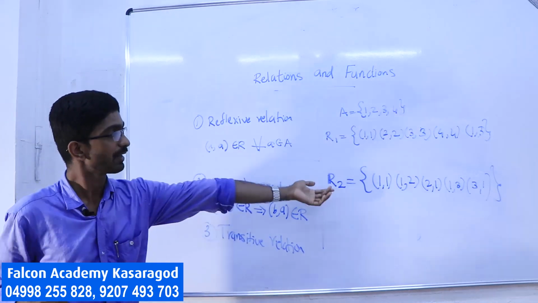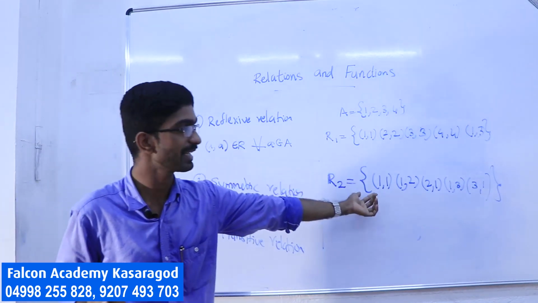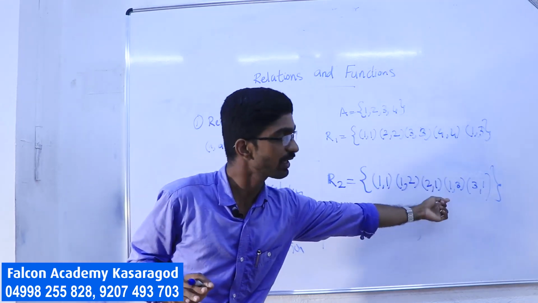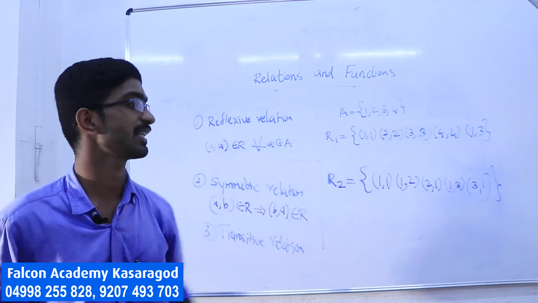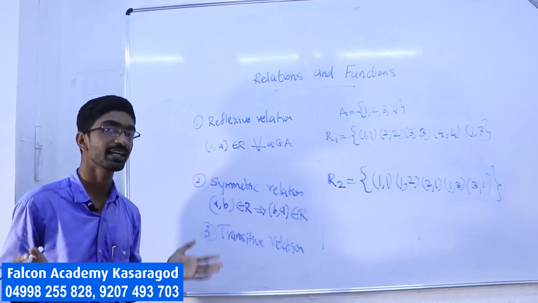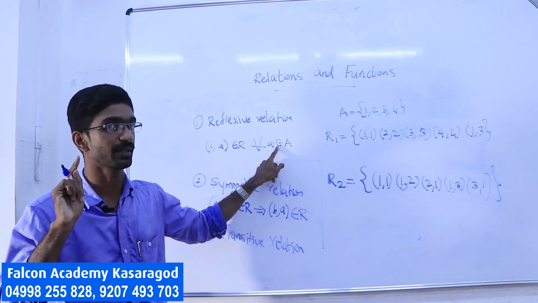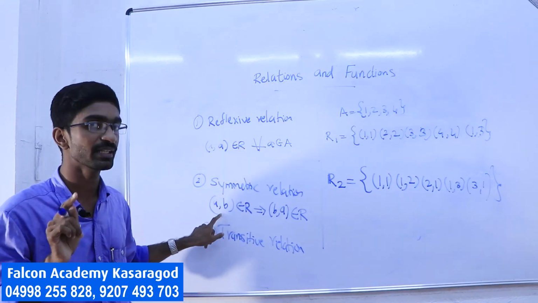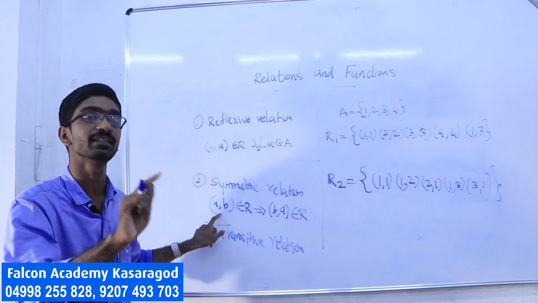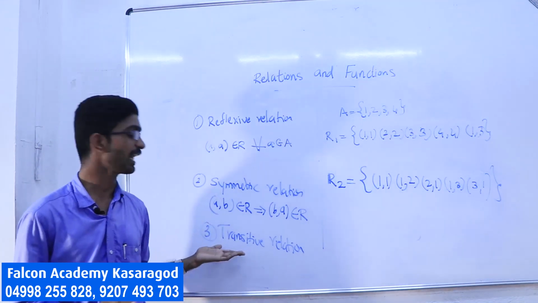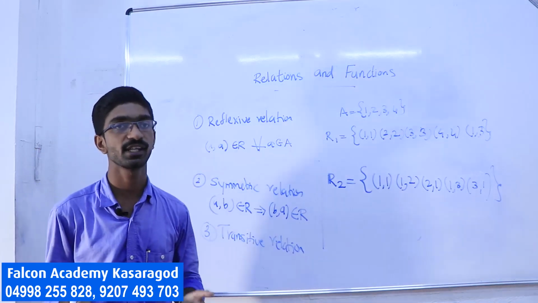Okay, so an example is R2. This relation contains 1, 2 and 2, 1, and 1, 3, so that is 3, 1. Such a relation is called a symmetric relation. Reflexive means for every element A. This is not for every element A. If there is AB, then there must be BA. There is the difference. Now the third type of relation is the transitive relation.